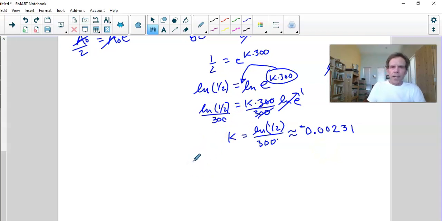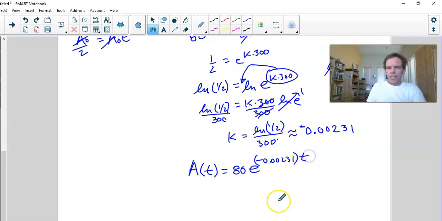In fact, we can now write our decay model, which is just an equation that will be able to predict the amount at any time t. So A of t is 80, the starting amount is 80 here, times e to the negative 0.00231. And look at that, I am getting a negative k, right? And then there's a t. So this is our model.